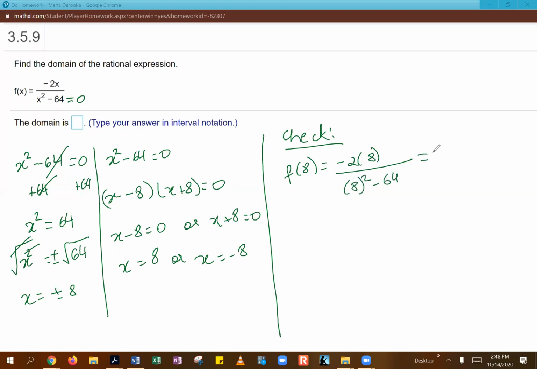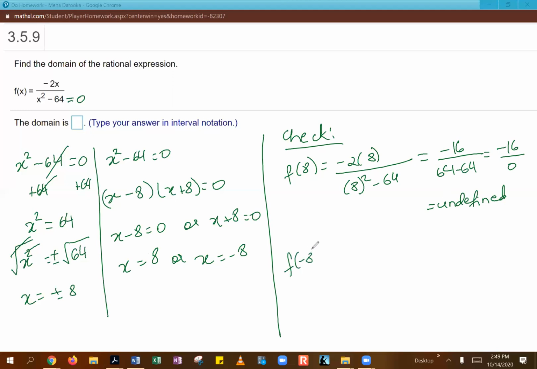You can see we'll end up with negative 16 over 64 minus 64, which is of course negative 16 divided by 0. And like I said, divided by 0 we know is undefined. So that means our x cannot be equal to 8.